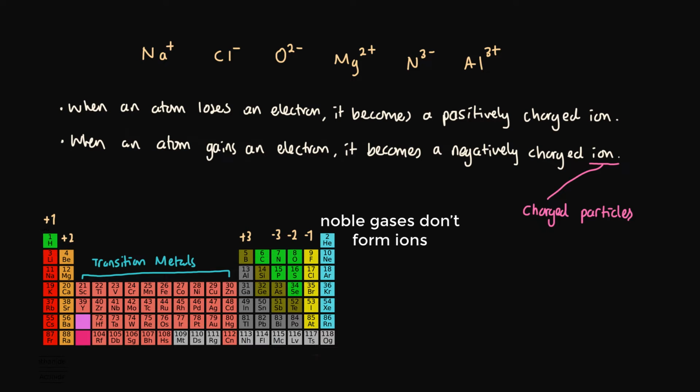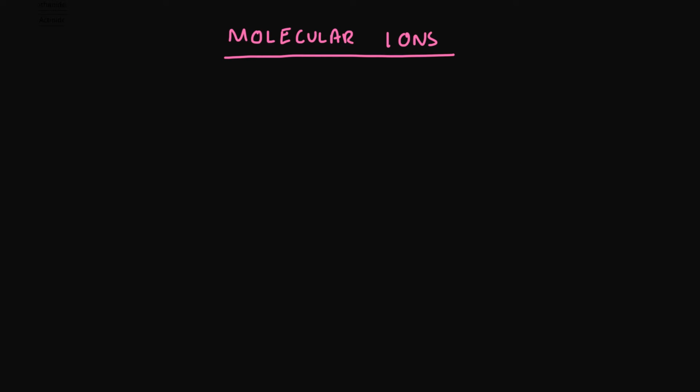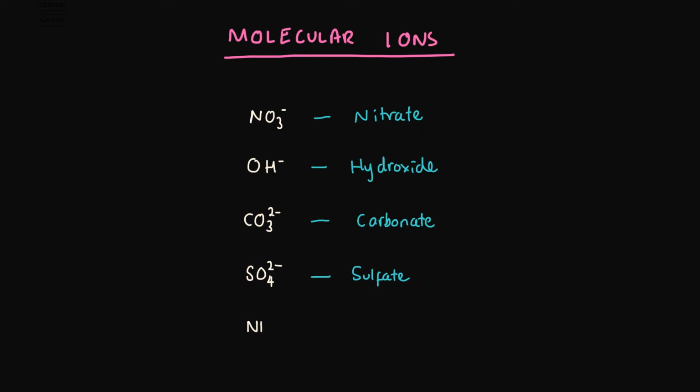So all this time we've been talking about ions as individual particles, but you can also have molecular ions. There are 5 you ought to memorize as they come up quite often: NO3-, OH-, CO3 2-, SO4 2-, and NH4+. A molecular ion is simply a group of atoms with a net charge.